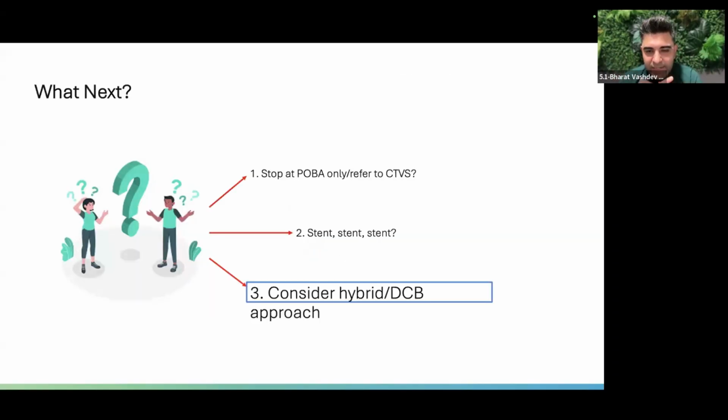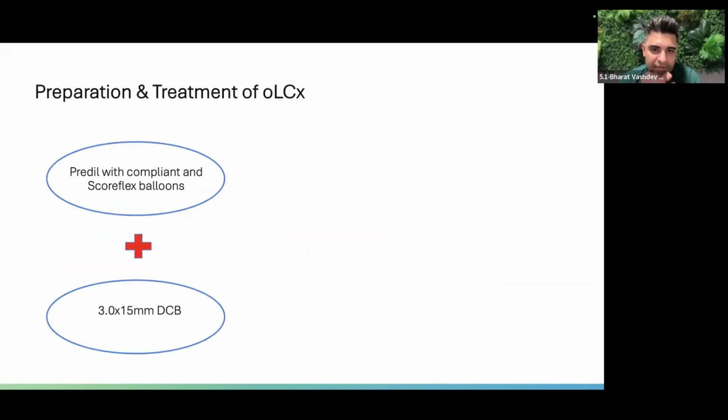So what next? Do we stop at POBA, refer him to cardiothoracics? Do we stent everything, or do we consider a hybrid approach? And I decided to undertake a hybrid approach. So why do you ask this question?